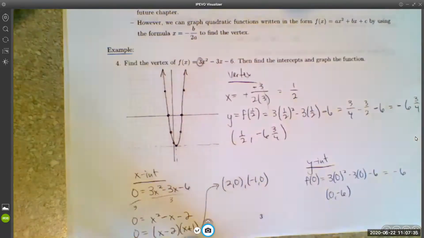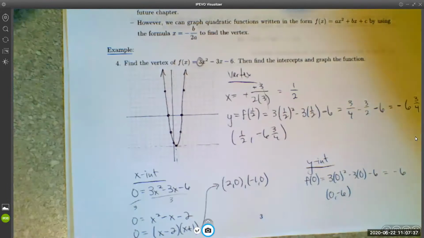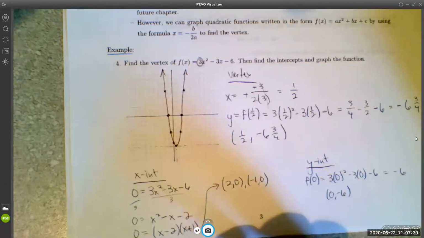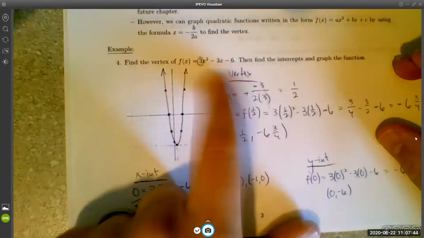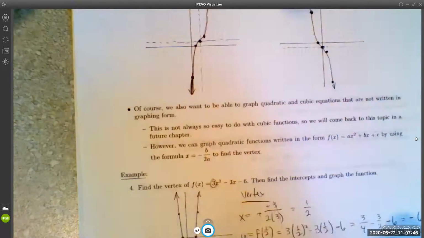Okay, and that's what that function looks like. Okay, so we can graph these kinds of functions as well. Again, the cubic case, though, is a lot more complicated, and so it's something that we'll come back to in a later chapter.